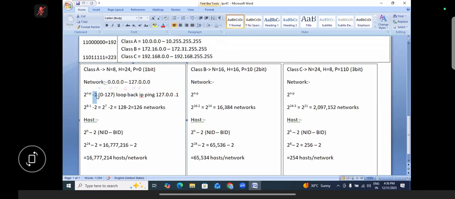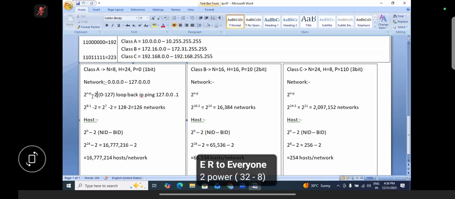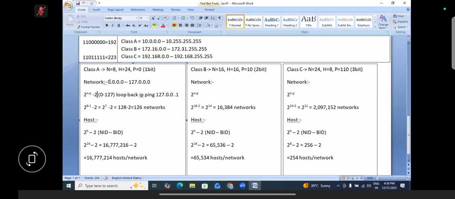I'll explain. Minus 2 means we are avoiding 2 networks from Class A. Guys, 0.0.0.0 is one network. Class A starts from 0, and with 4 octets it becomes 0.0.0.0 only. Who is going to use this network in real time? Tell me. Nobody is going to use the 0.0.0.0 network. This is the unknown network. I hope you got it.